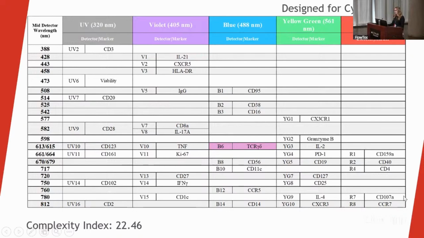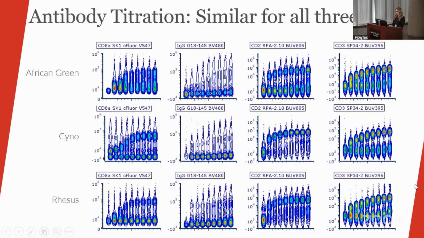And so that antibody and fluorophore conjugation needed to be stable at 36 degrees for 4 hours for us to be able to actually use it during stimulation. And so this is on, I believe, and I had it in my notes, but I can't see them. I think it's APC Fire 750 to be able to use that. This was, again, designed for the Cytek Aurora 5 laser, and the complexity index overall is 22.46, which is pretty good.